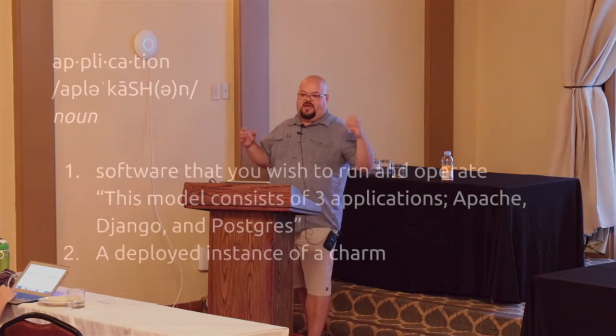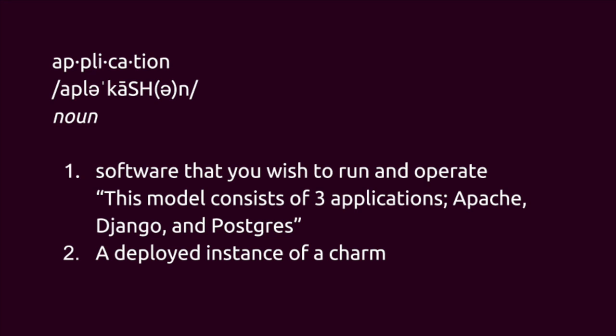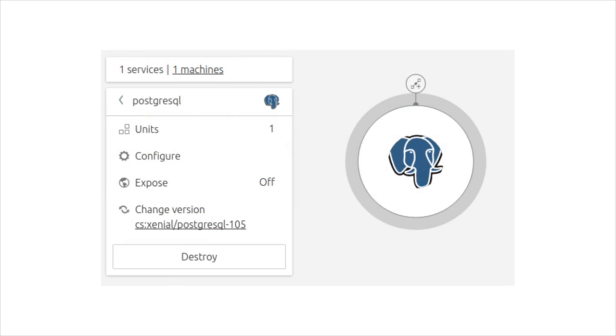Show details about it. So in those models, we're running what we call applications. And really, I have a charm that says how stuff is operated and what works, and an application is the running instance of that against the substrate. So this model consists of three applications, which are Apache, Django, and Postgres. And here in the GUI is just a single application running. You can see you can scale the units of it, scale that application, configure that application, expose it, upgrade it, or destroy it, and make it go away.